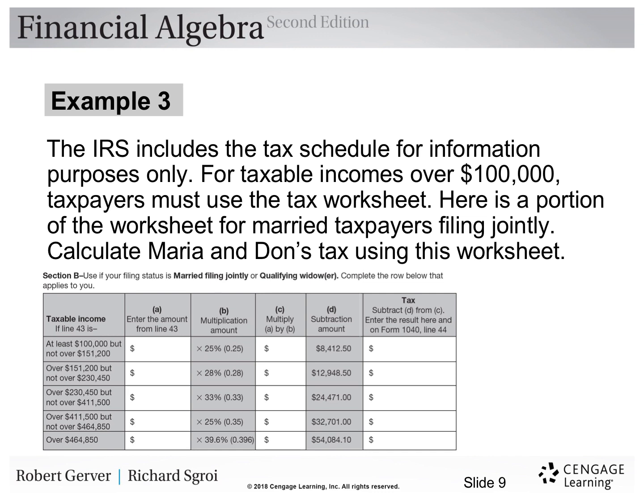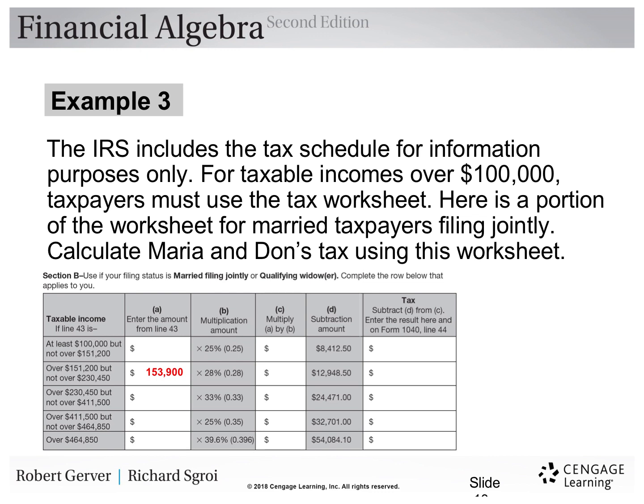All right, let's look at example 3. The IRS includes a tax schedule for information purposes only. For taxable incomes over $100,000, taxpayers must use the tax worksheet. Here is a portion of the worksheet for married taxpayers filing jointly. Calculate Maria and Don's tax using this worksheet.